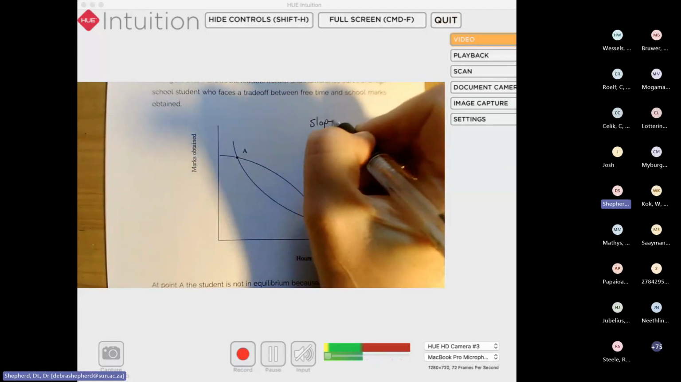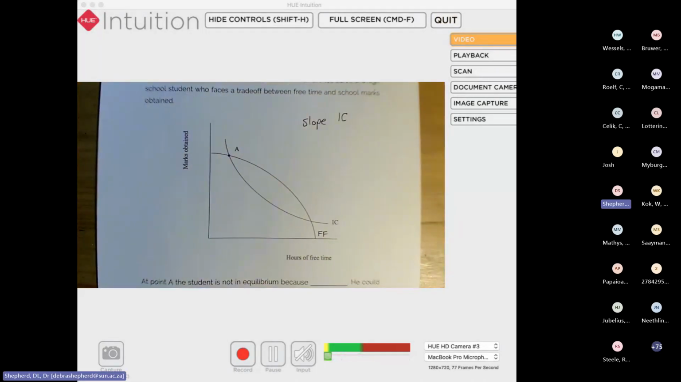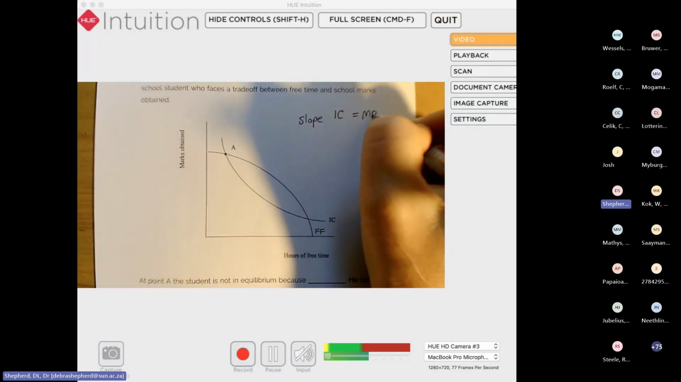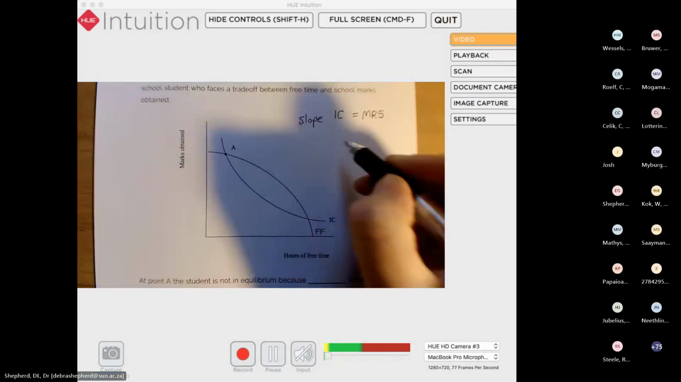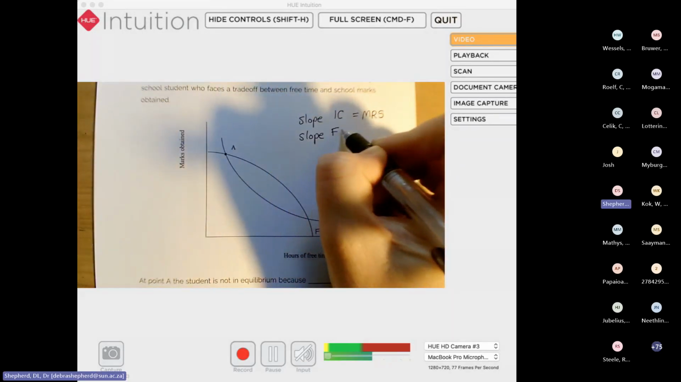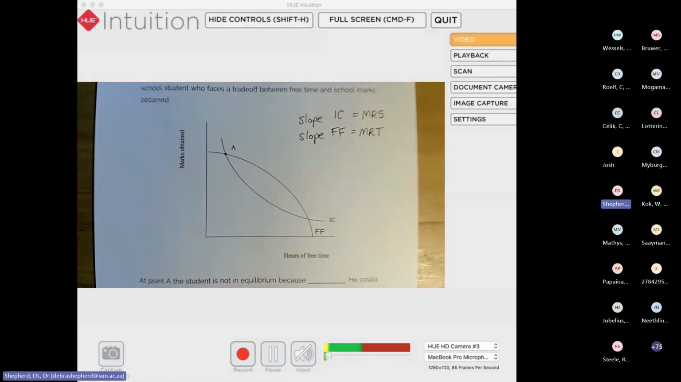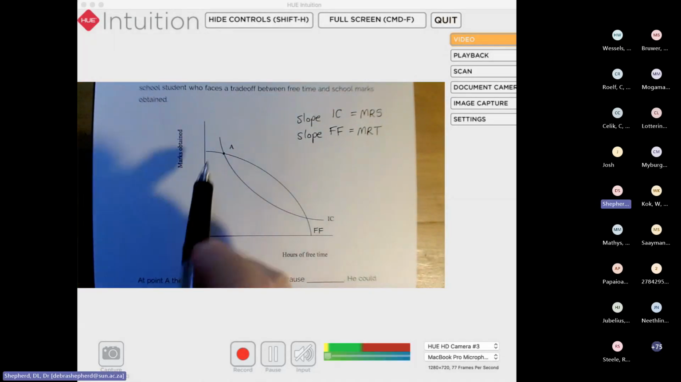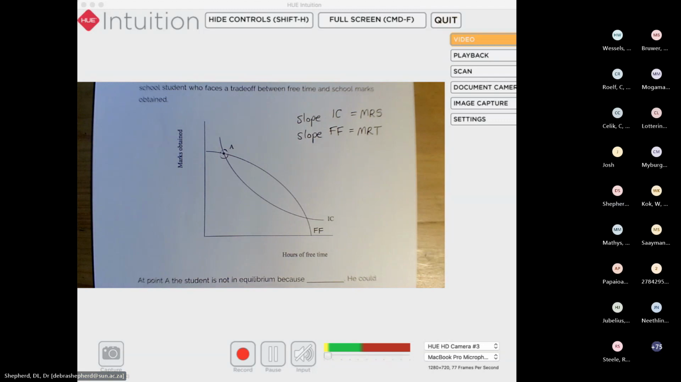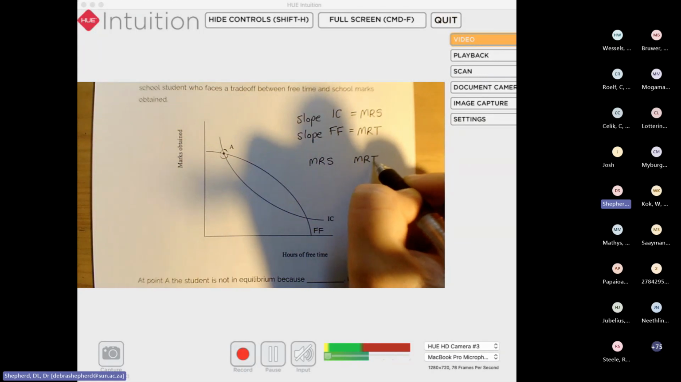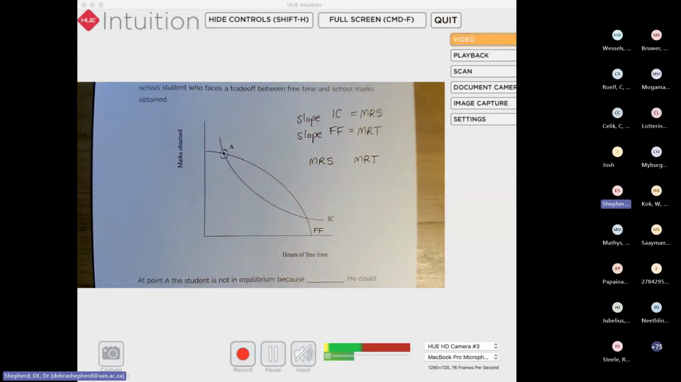What is the slope of the indifference curve? How do we measure the slope of an indifference curve? We use the marginal rates of substitution. The slope of a feasible frontier, we measure using the MRT. Okay. So if we look at point A here, which is bigger? Is the MRS bigger or is the MRT bigger at point A? So which is bigger?